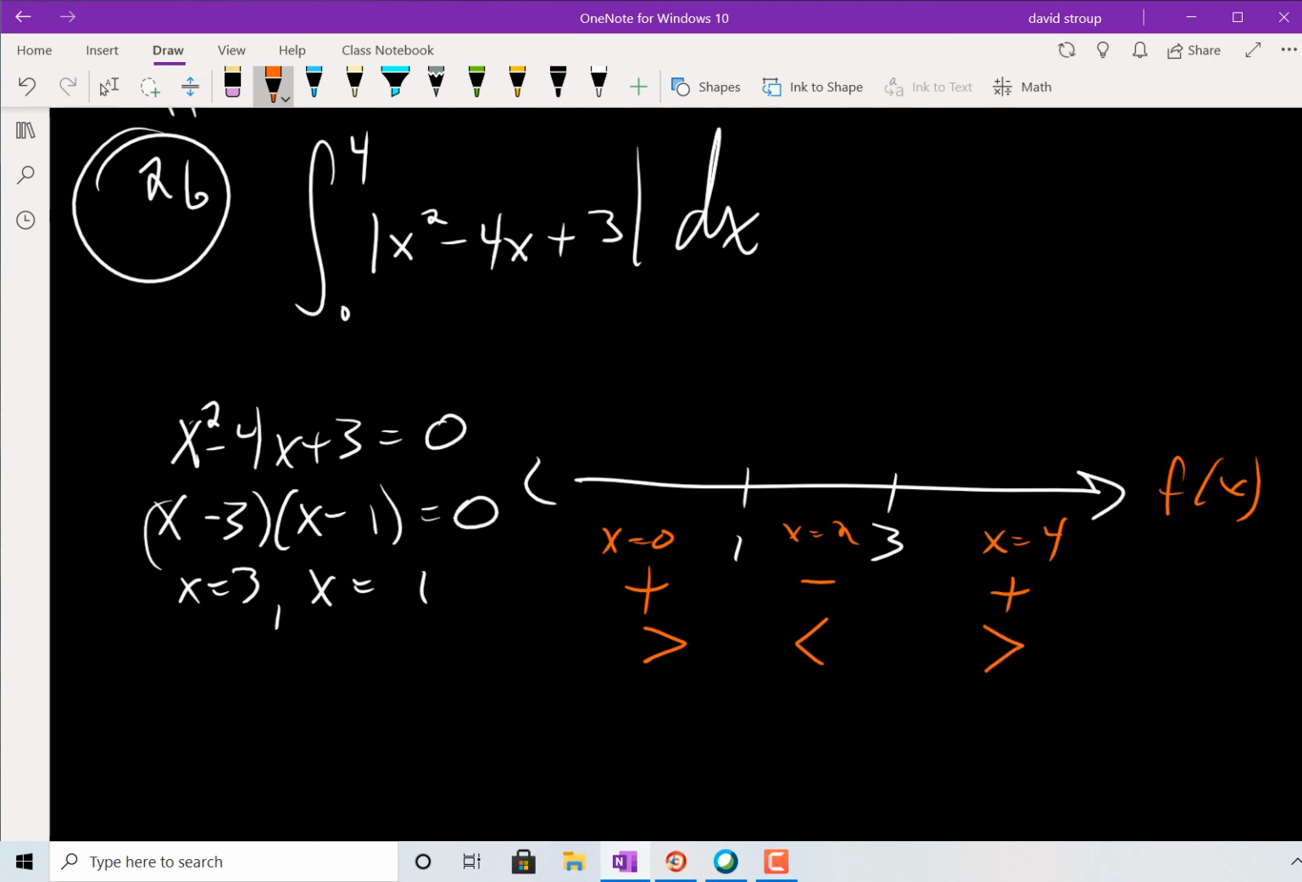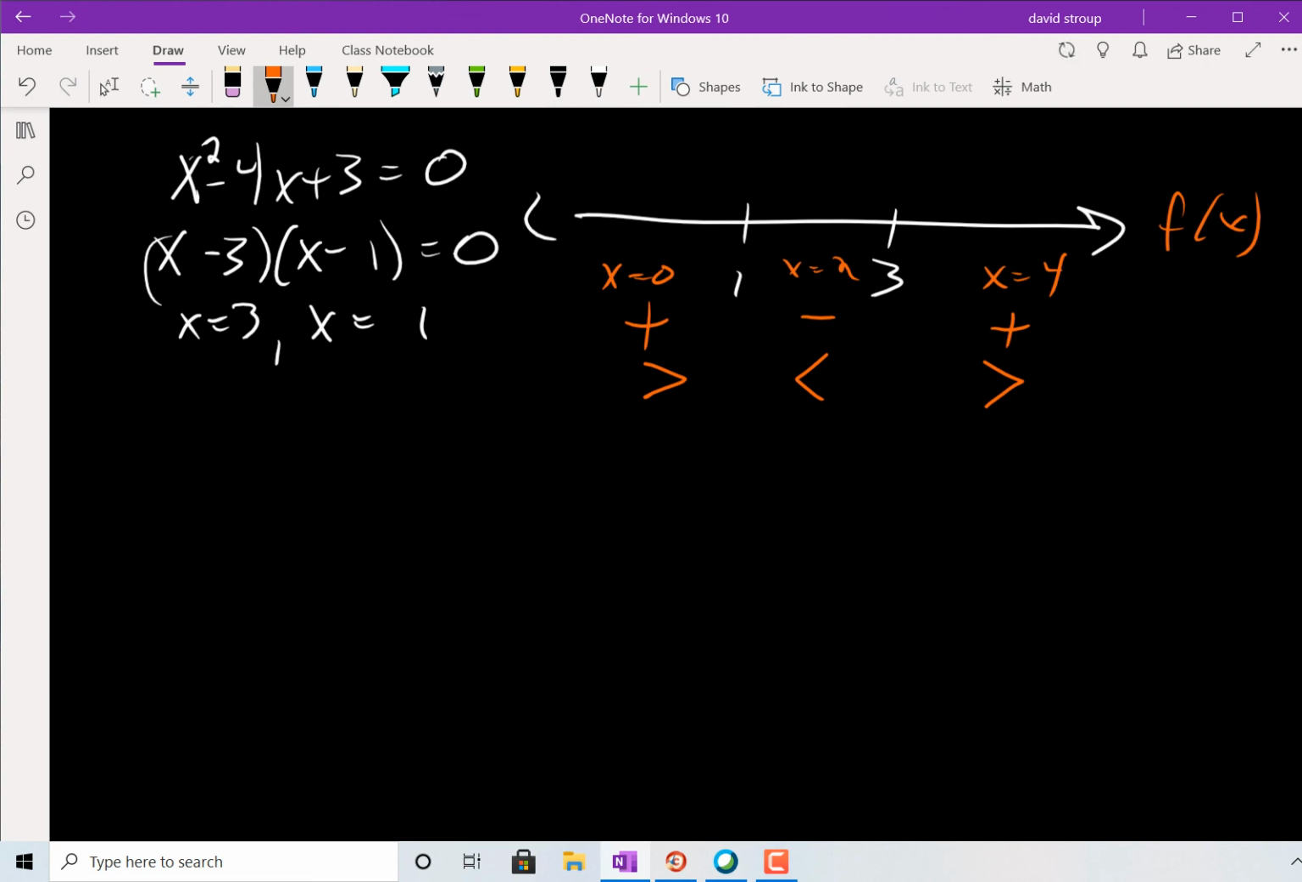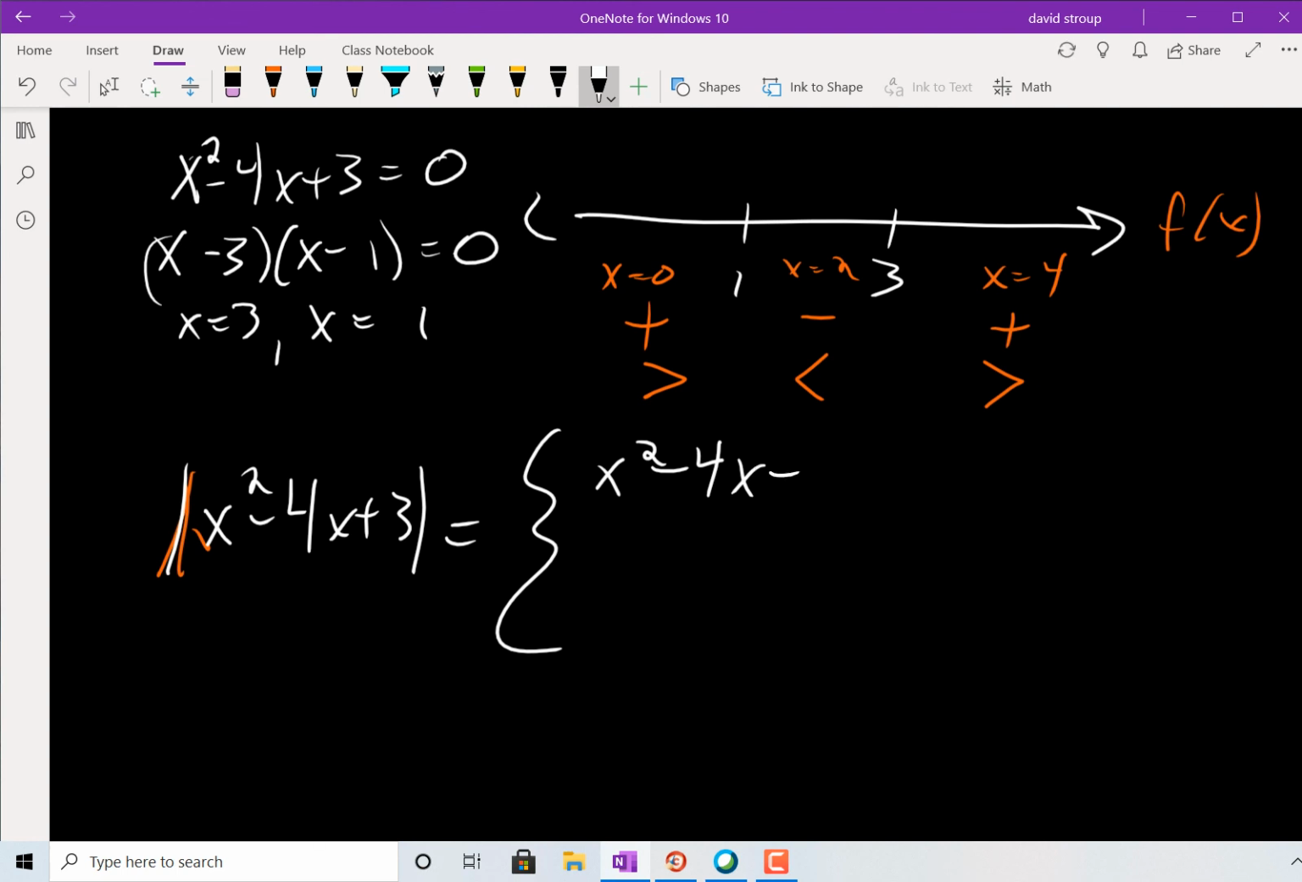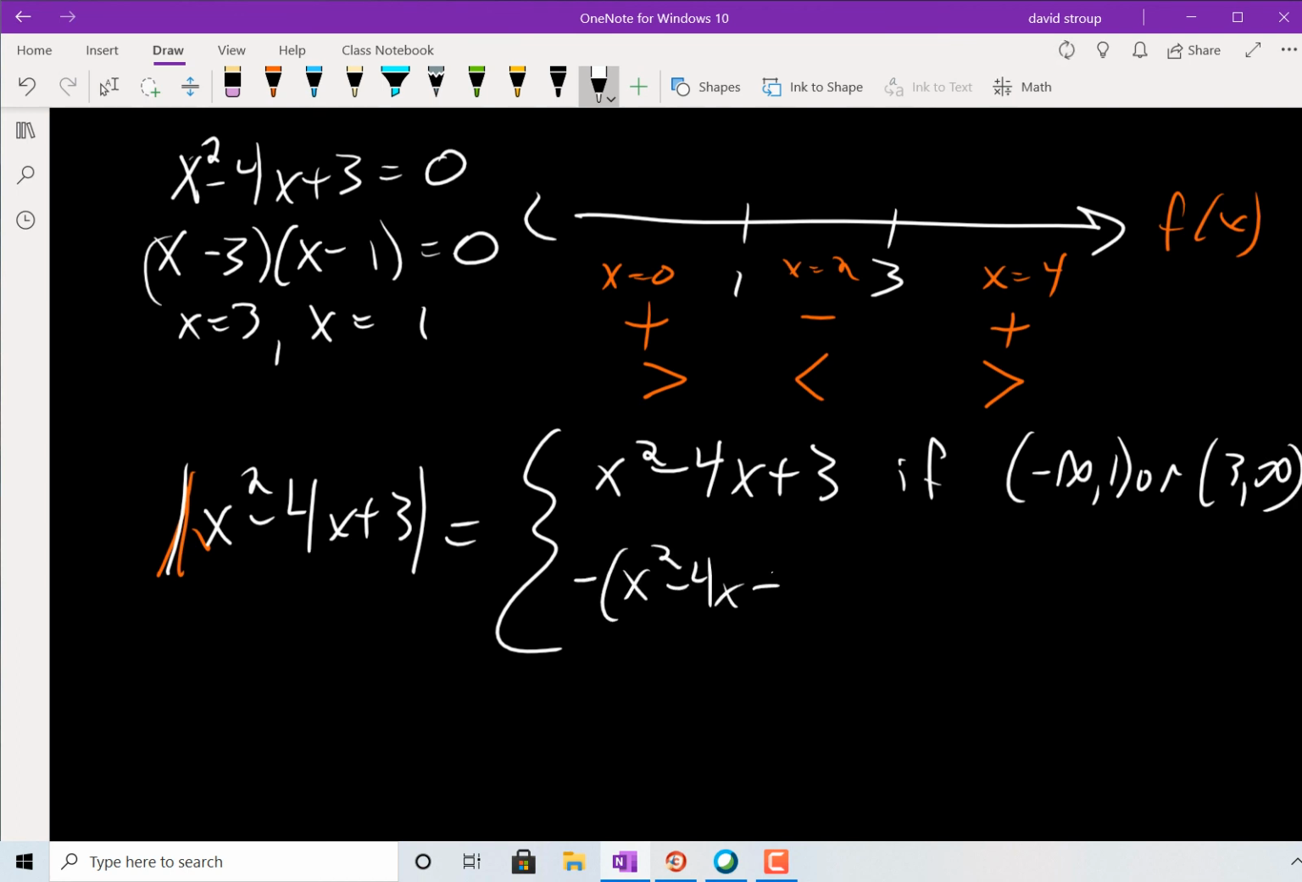So it's the piecewise version of this thing. Whenever you have a greater than, you just leave it alone. Okay, so the absolute value of x squared minus 4x plus 3 will be equal to x squared minus 4x plus 3 when we're in the interval from negative infinity to 1 or from 3 to infinity. And then it's negative (x squared minus 4x plus 3) if you're in the interval from 1 to 3.